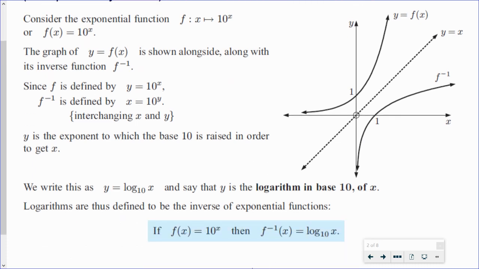Okay, so if f of x equals 10 to the x, f inverse, this is not a derivative, this is an inverse of x, is log base 10 of x. And generally speaking, we don't write this 10. Okay, if there's no base written, then it's just log of x. There are logs of other bases, but 10 is a common one to use.